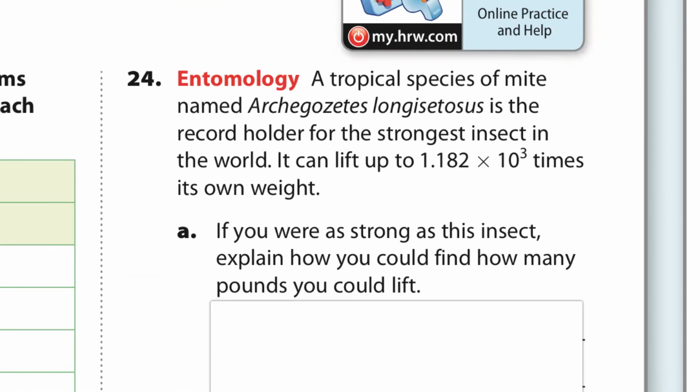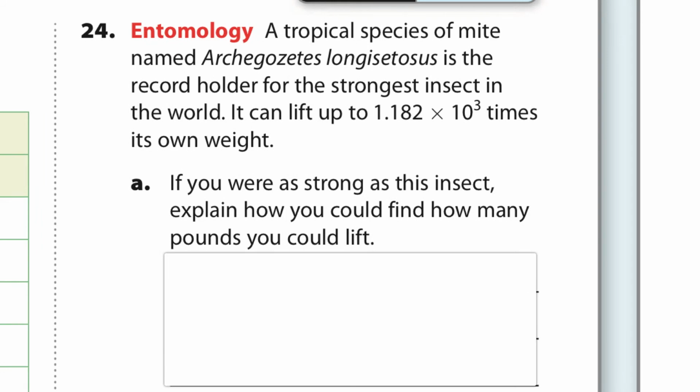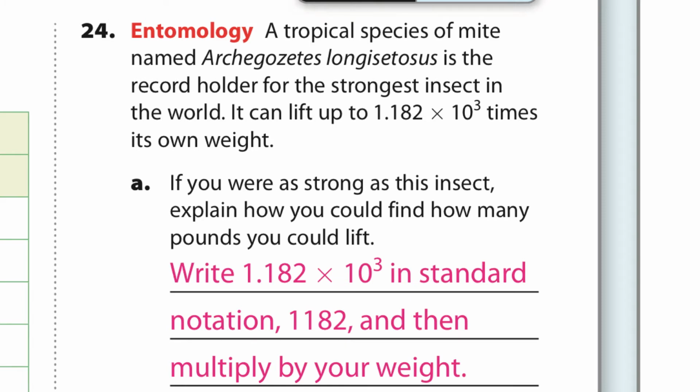Next, entomology. A tropical species of mite named Archegozetes longisetosus, Latin, I guess, is the record holder for the strongest insect in the world. It can lift up to that many times, 1.182 times 10 to the third times its own weight. If you were as strong as an insect, explain how you could find how many pounds you could lift. Well, this is what we would do. Write standard notation, and then multiply that by your weight.